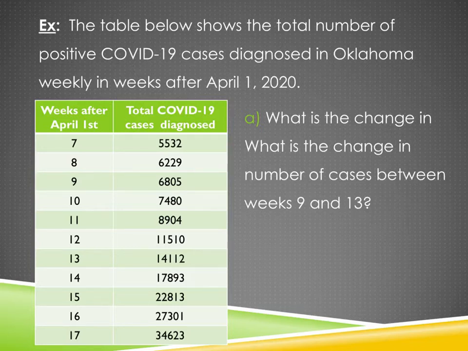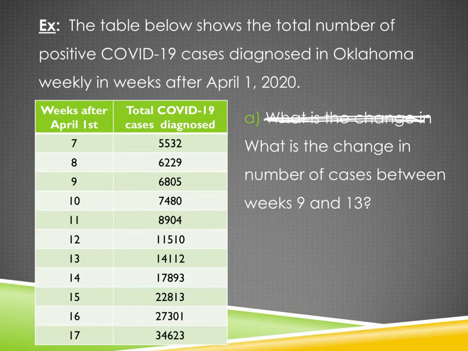Question A says, what is the change in the number of cases between weeks 9 and 13? I don't know why it's duplicated there. That's weird. Does yours do that on your paper too? Yeah, it just should say, what is the change? That's what happens when you copy paste. Oh no, yours is fine on paper. Mine is just weird on my screen.